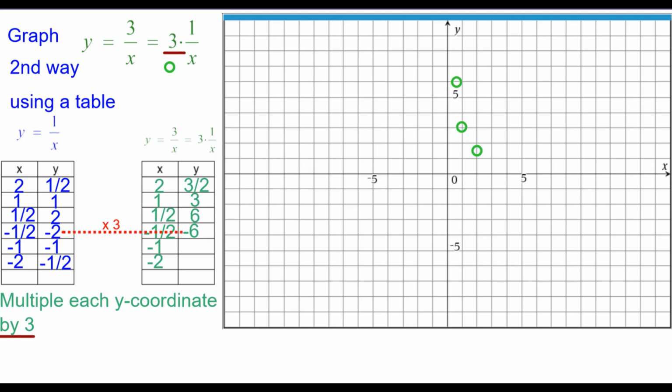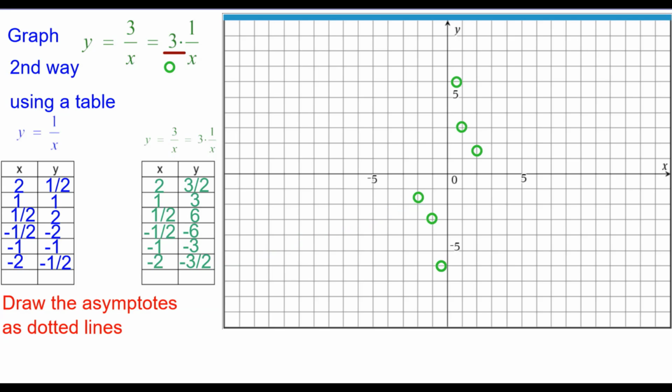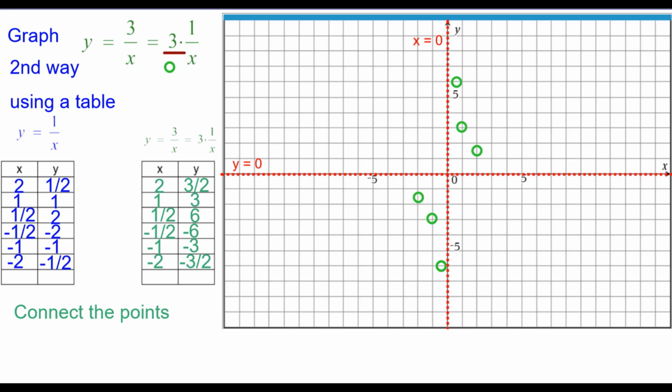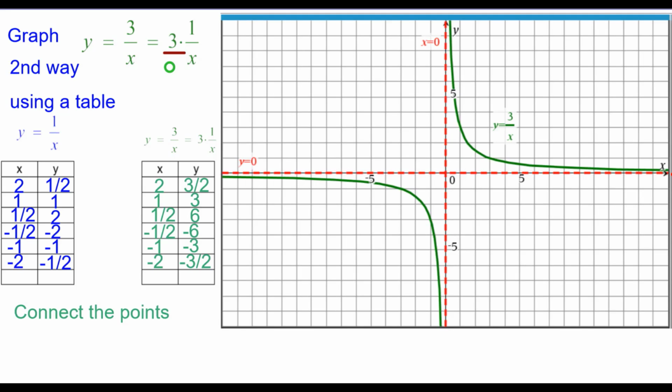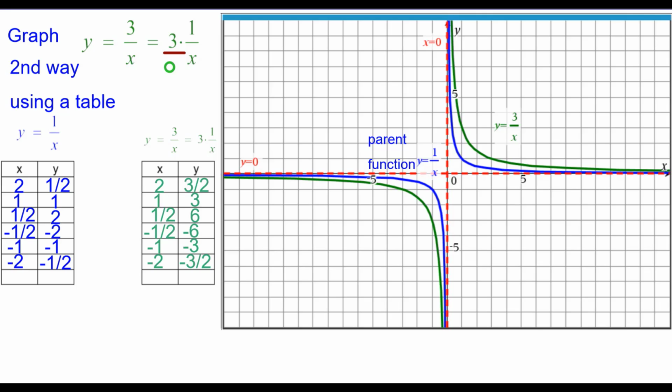And then going to the negative side, negative 2 times 3 is negative 6, so negative 1/2, negative 6. Negative 1 times 3 is negative 3, so negative 1, negative 3. And then finally negative 2, negative 1/2. Next, we draw the asymptotes as dotted lines. First, the x-axis, the line y equals 0, and the y-axis, the line x equals 0. Connect the points. We get the two branches of a hyperbola, and comparing that to the parent function, y equals 1 over x.